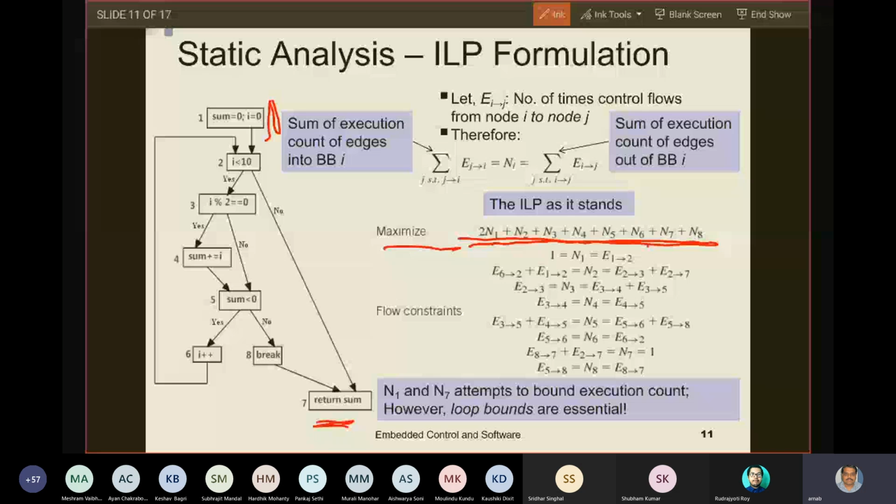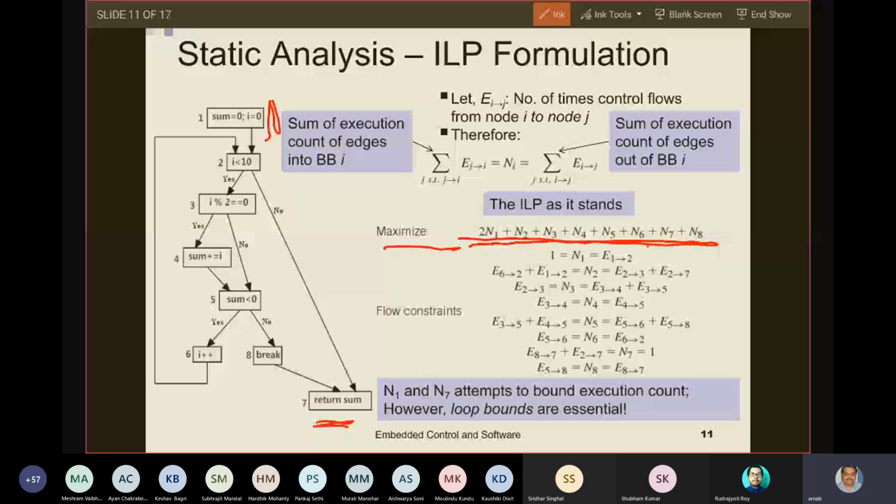So loop bound is essential to take into consideration. What I am trying to do, given the objective function, is to get constraints on the decision variables by considering the flow of control, how the control will flow. The first thing that I understood from the flow of control is that my basic block 1 and basic block 7 will execute only once, because that is the start block and that is the end block. It will execute only once.